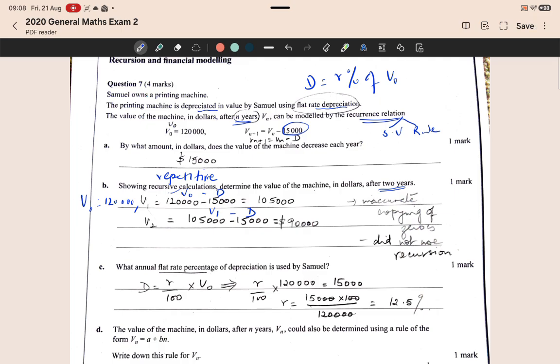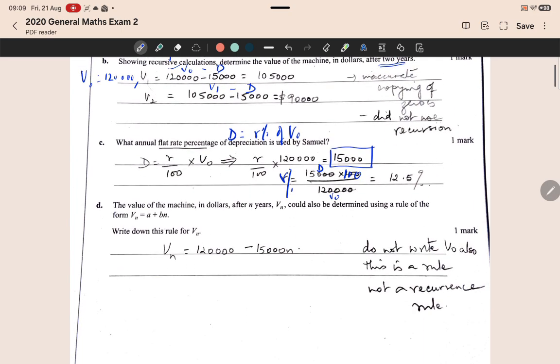Part C, what annual flat rate percentage of depreciation is used by Samuel? Now we know that the depreciation that has been given to us is 15,000. Now the rate percent of depreciation is the depreciation over the initial value times 100, and that gives us 12.5%. What I've done here is actually just shown you how 15,000 came about in the first few steps. R percent of 120,000. So it's D is equal to R percent of V0.